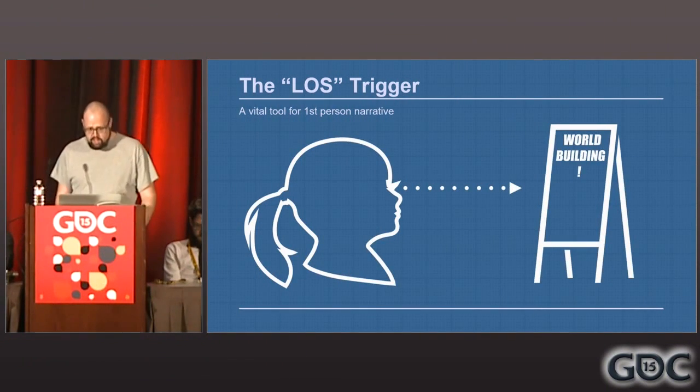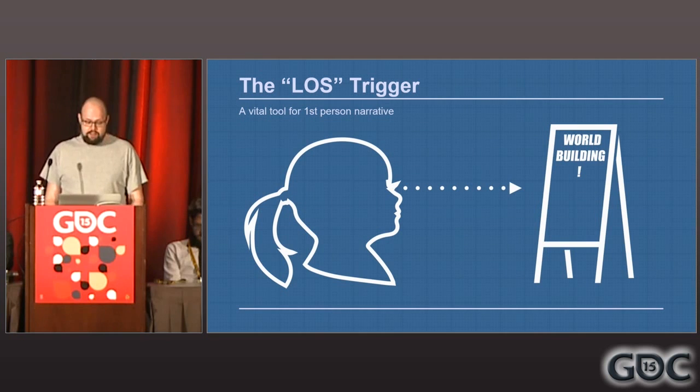Another tool I wanted to talk about briefly is the line of sight trigger, which I view as sort of one of the most vital tools for doing sort of first-person narrative storytelling.